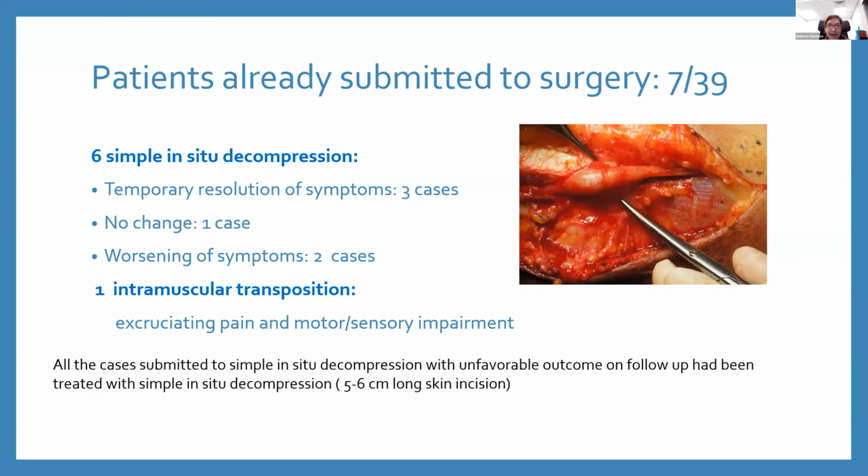Of the 39 patients diagnosed with ulnar nerve entrapment at the elbow, 7 of them had already been submitted to surgery. 6 patients were submitted to simple in situ decompression, and they had in 3 cases a temporary resolution of their symptoms. In 1 case, there was no change at all, and in 2 cases, there was actually a worsening of the symptoms. 1 patient had been submitted to an intramuscular transposition, and after the first surgery, he started to complain about excruciating pain, and he also presented a progressive impairment with motor and sensory deficits.